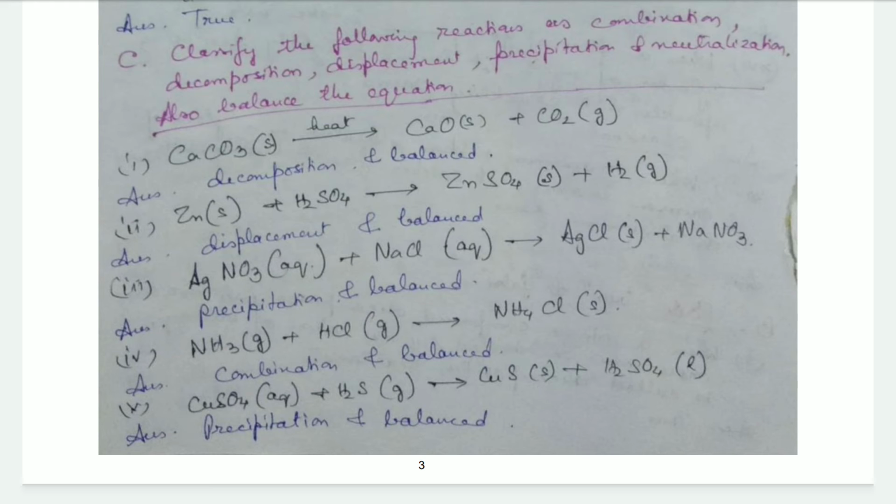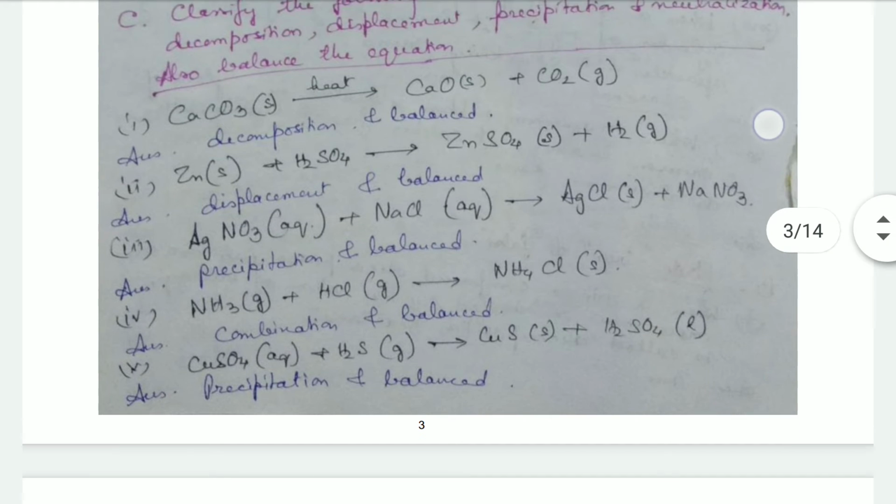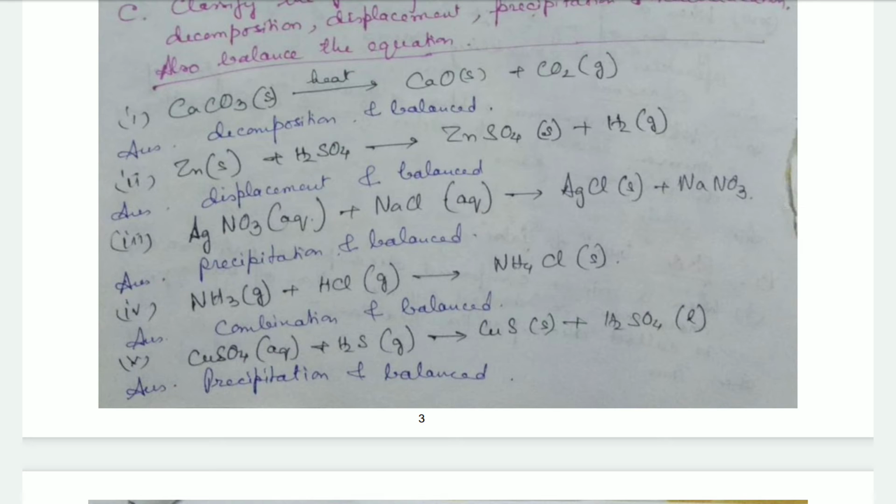Then an aqueous solution of silver nitrate, when it reacts with aqueous sodium chloride solution, gives silver chloride as a precipitate, and sodium nitrate is formed. So silver chloride is a precipitate. So this reaction is a precipitation reaction, and the equation is already balanced.